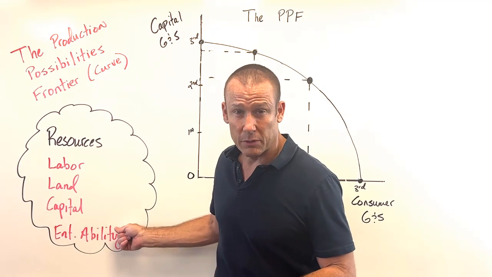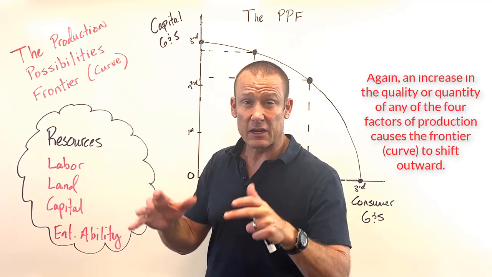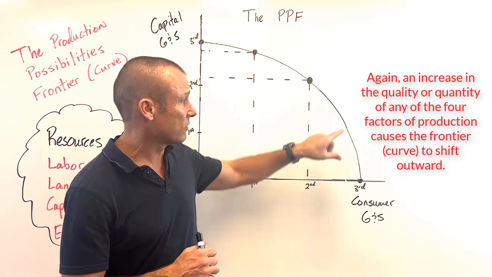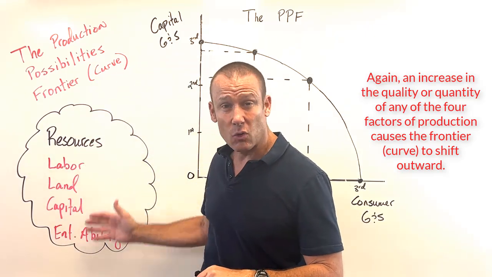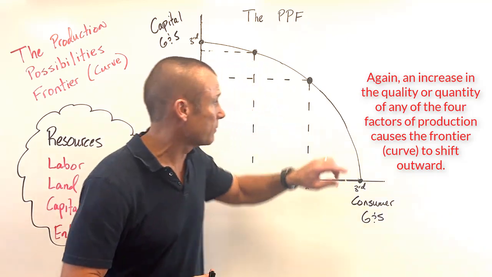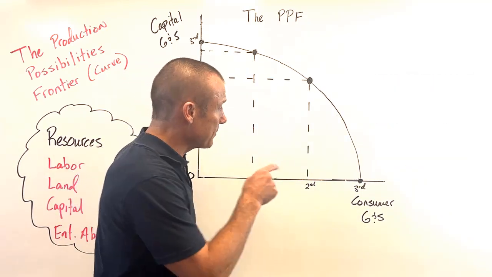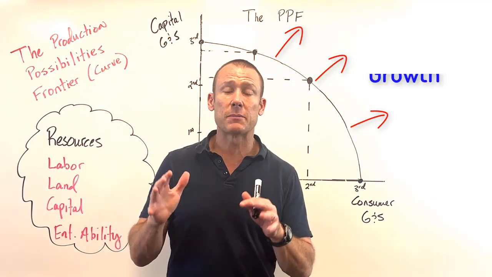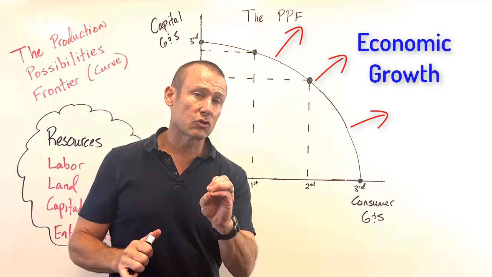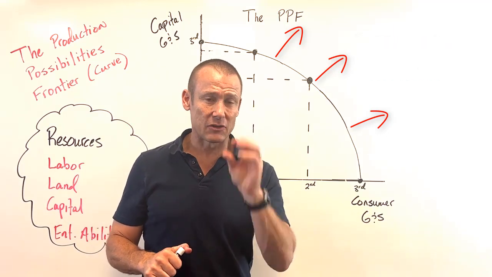And entrepreneurial ability. If you can change the desire to take risk, that can also shift that curve, okay? So the quantity and quality of our resources determine where this curve is at. If this curve shifts outward, that represents economic growth, an increase in our potential output.